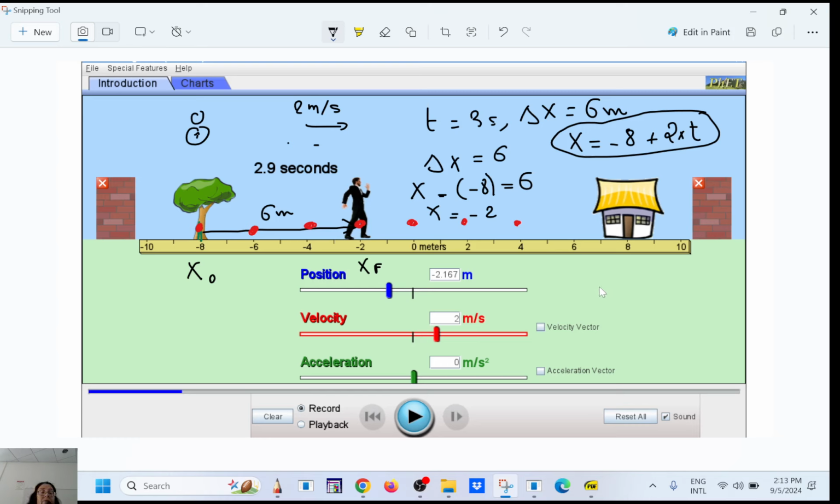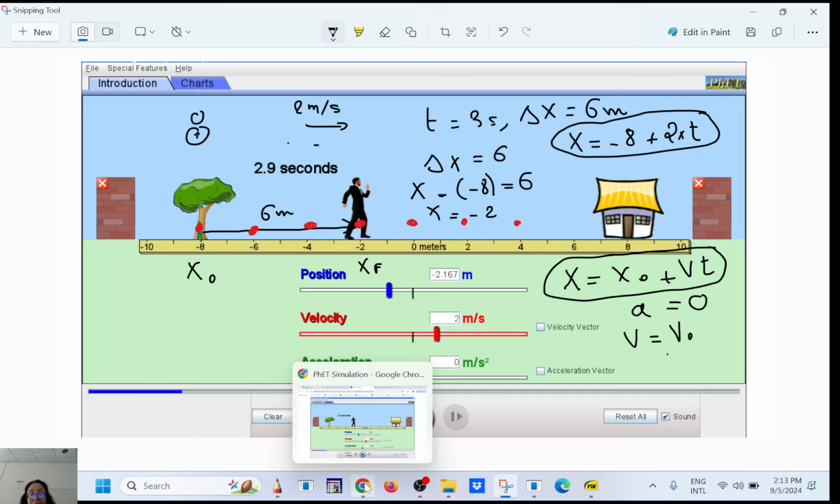If I want to make it general, that means the final position equals the initial position plus the velocity times time. So this is a constant velocity, which means there is no acceleration, and the velocity always stays the same regardless of the time. Okay?